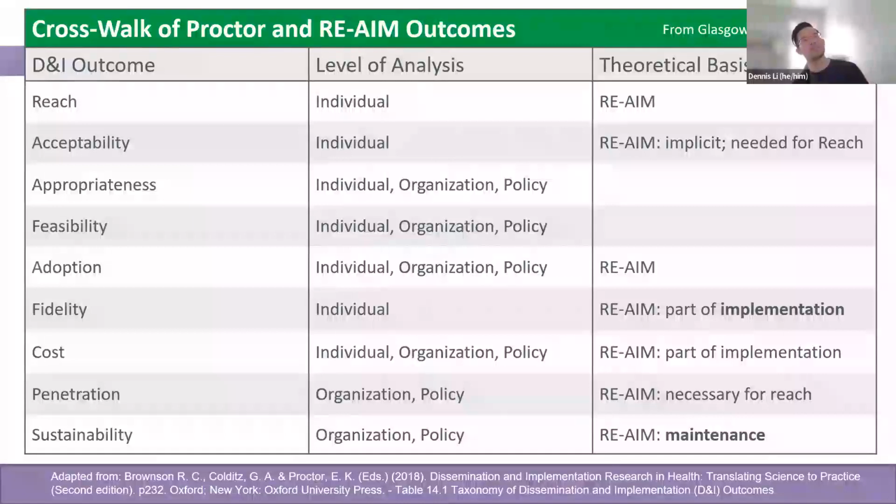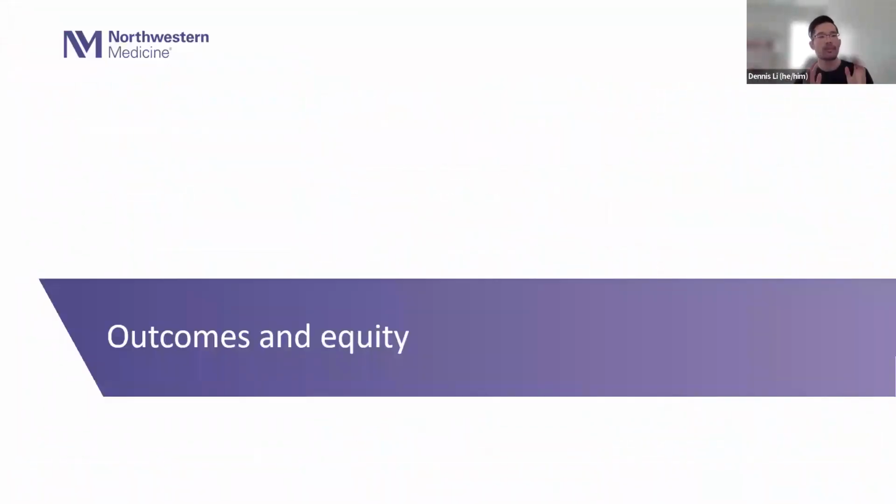This last table I also won't go into, but basically Russ Glasgow did a crosswalk of Proctor and RE-AIM, and this just shows that there is so much overlap of these two models, so we really can't go wrong with either one. Now I'm going to turn it over to Miriam to talk about equity.